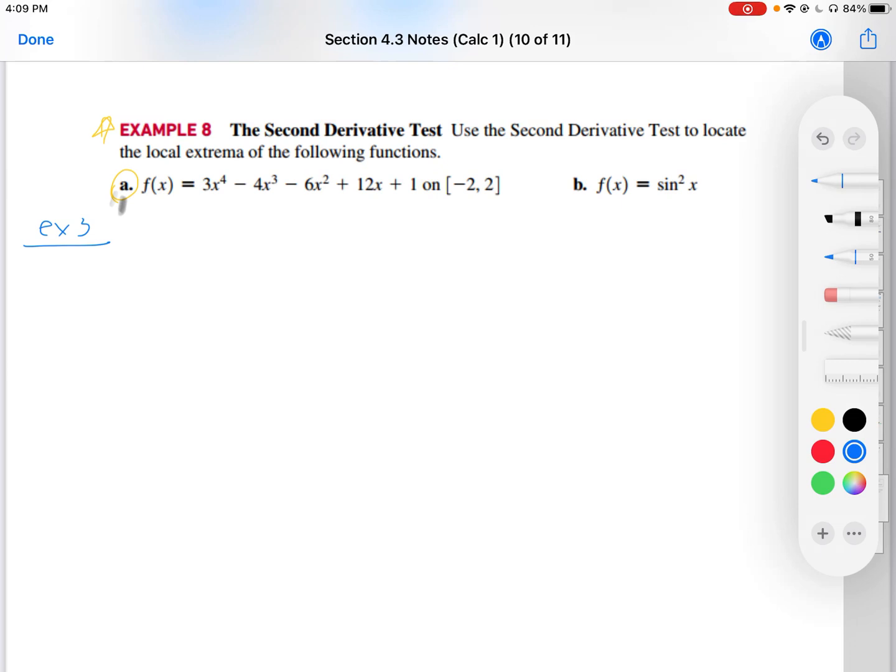Okay, so our first derivative was 12 times x plus 1 times x minus 1 squared. And with that, we got some critical points by setting our derivative equal to 0, and our critical points were negative 1 and 1.